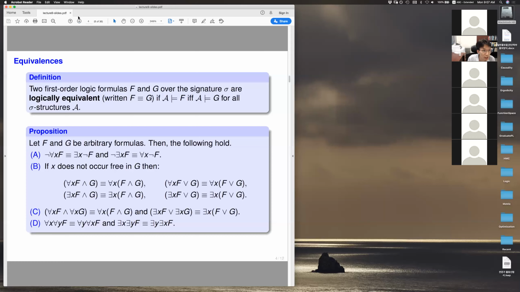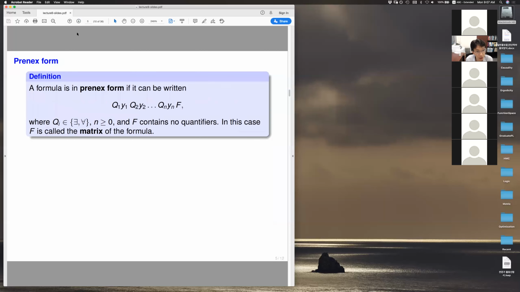So these are the equivalences we talked about. We're going to use these equivalences to transform a given first-order logic formula into a normal form. The first normal form that we're going to talk about today is the prenex form.